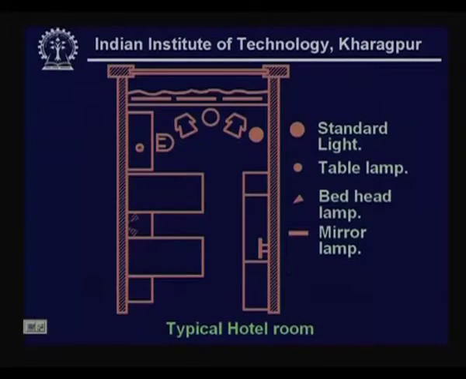So this shows a typical hotel room. As you can see, there is a standard light provided for general lighting. There is a table lamp on the table at the top left corner, there are two bedhead lamps, one on each bed, and there is a mirror located to the right towards the bottom, with a fluorescent lamp placed on top. So this is how, as recommended for a hotel, one does lighting.